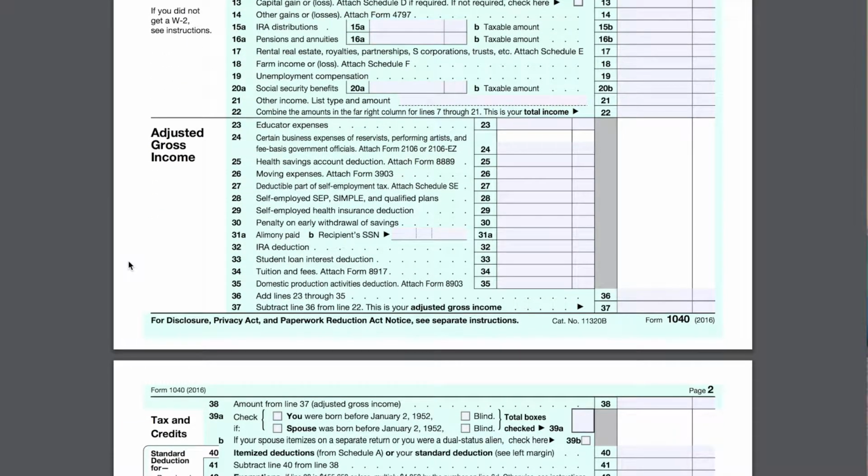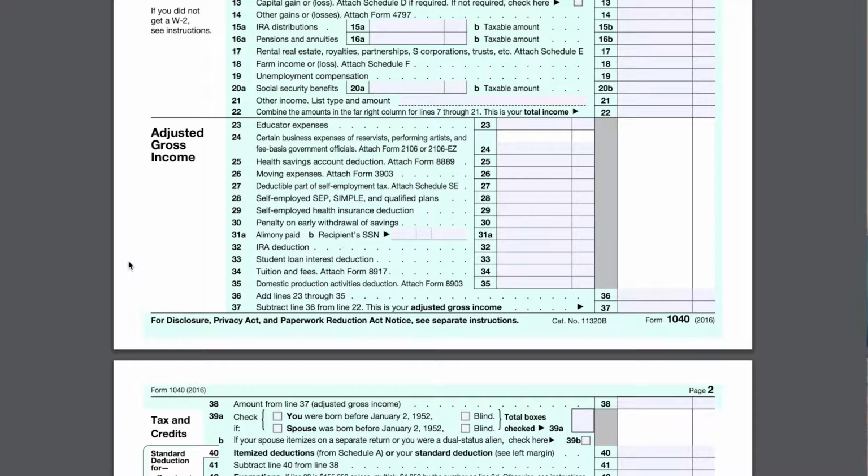And then lines 23 through 37 are our deductions above the line, or our deductions for AGI. One of the things we like about these deductions is that they are not subject to overcoming the standard deduction like these Schedule A deductions are. So these deductions above the line are a little bit easier to obtain than the deductions below the line. So you have educator expenses here. That's a $250 deduction for K through 12 classroom supplies, primarily teachers, but also administrators and instructional aides.